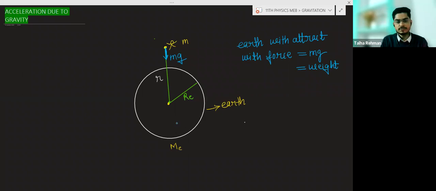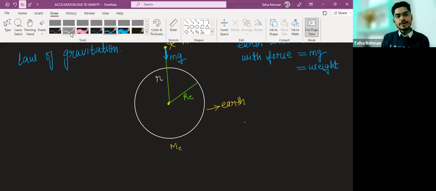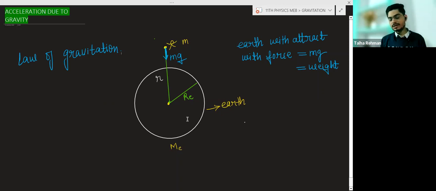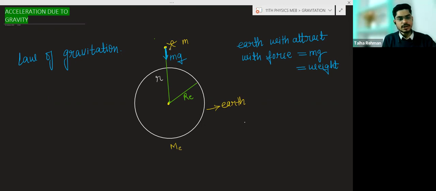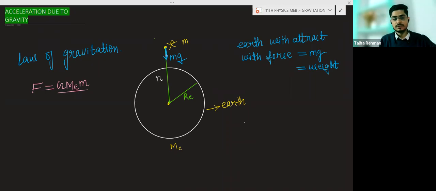Now if we apply the law of gravitation between the earth and the person, then what will we get? The force between the earth and the person, or the force with which the earth will attract the person, that is the gravitational force. That force is given by F is equal to G into m1 m2 divided by r square, where m1 is the mass of earth, m2 is the mass of the person, and r is the distance between the center of the earth and the person.